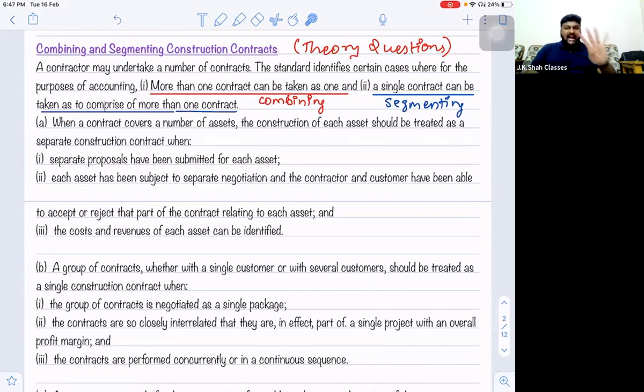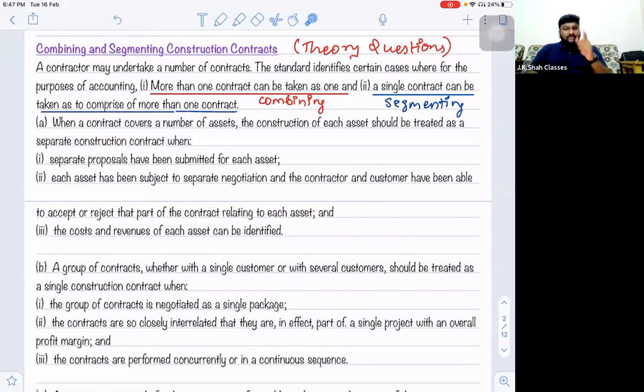It means, say for example, I have to construct 4 buildings under one contract. Say Hindustan Construction Company, HCC, gives me a contract that I have to construct 4 buildings. I said, fine. All the 4 buildings are covered under one contract. But sir, when I entered into the contract, I submitted 4 different proposals for 4 different buildings. Point number 1. Point number 2, each and every proposal can be negotiated separately.